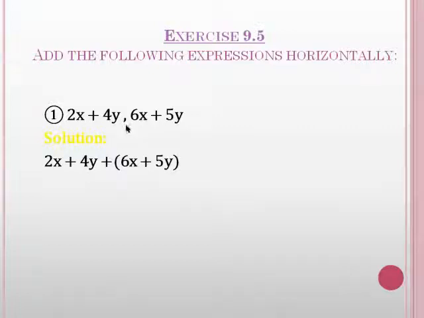Okay, firstly, we replace this comma with the addition sign. Here we add these expressions. So here we put the addition sign and write the second expression in brackets. Now we remove the brackets and write the addition sign between the two expressions. Now we separate the like terms. Okay, these are the like terms. 2x and 6x are like terms, and 4y and plus 5y are like terms.